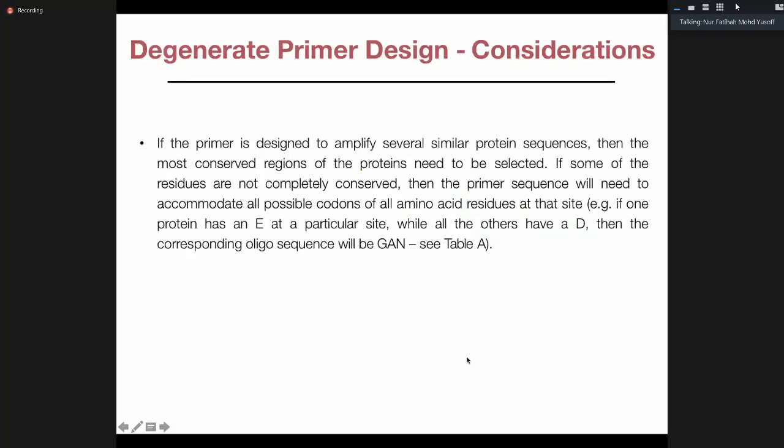The consideration in designing the degenerate primer: if you want to amplify similar protein sequences, then you have to look at the most conserved region of the proteins. Okay, if some of the residues are not completely conserved, then the primer sequence will need to accommodate all possible codons of all amino acid residues at that site.